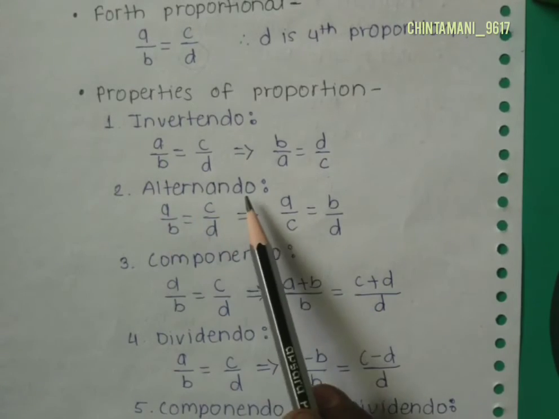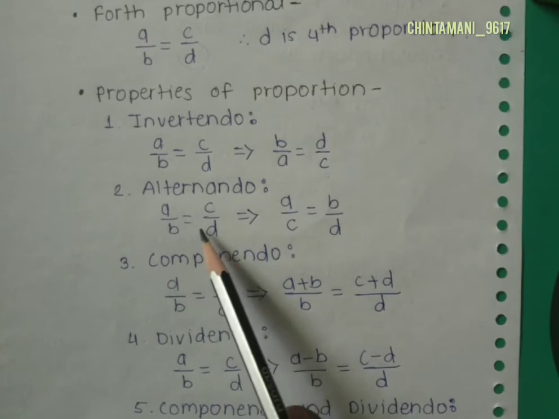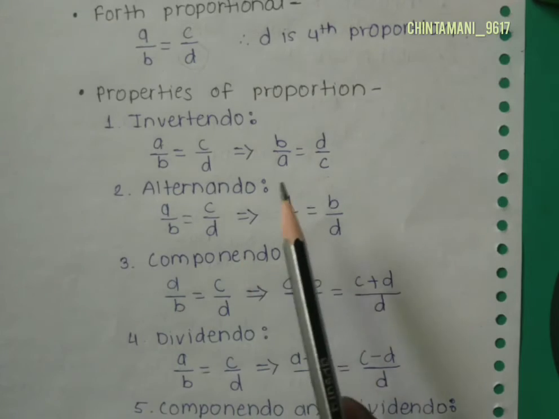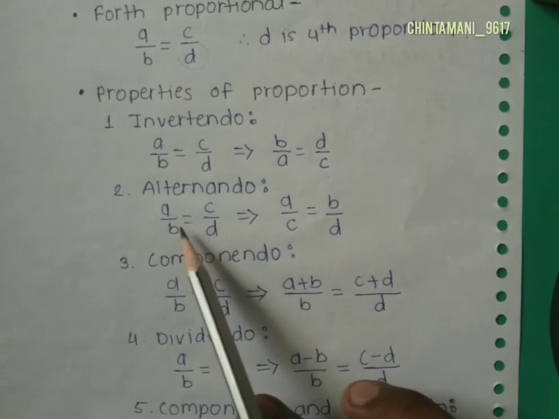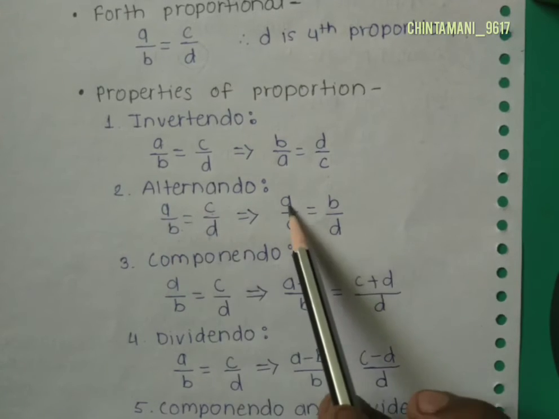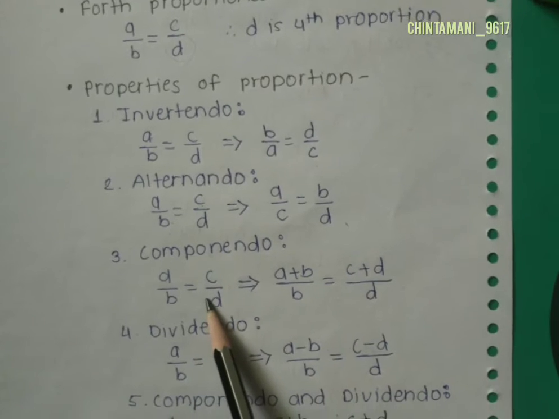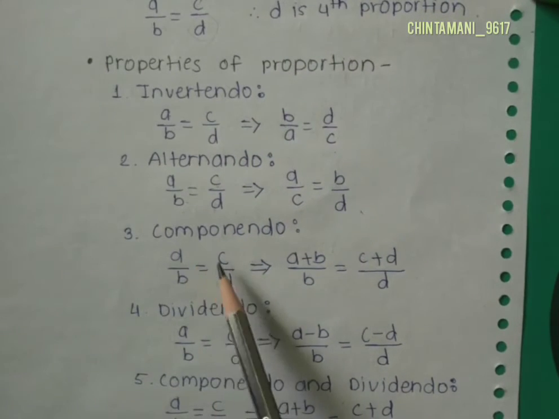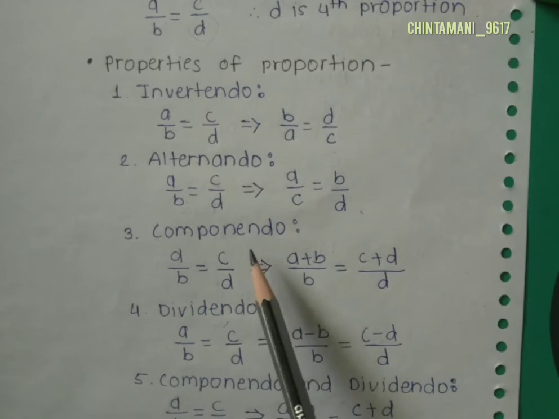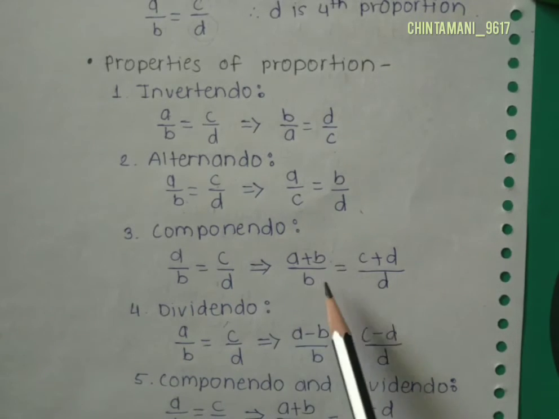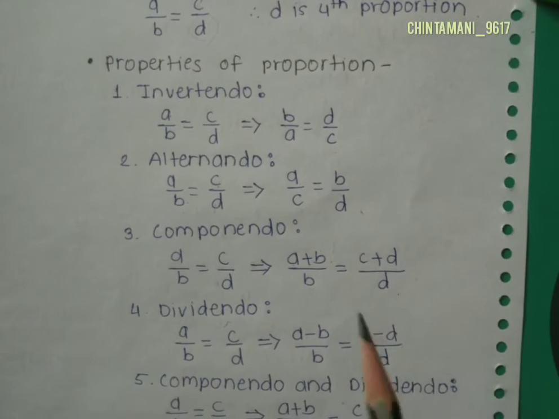The second one is alternando. If we are given a ratio a as to b is equal to c as to d, then the alternando is a as to c, just alternating these two parameters, a as to c is equal to b as to d. Similarly, the componendo. If we are given the equation a as to b is equal to c as to d, then the componendo will be a plus b by b is equal to c plus d by d.